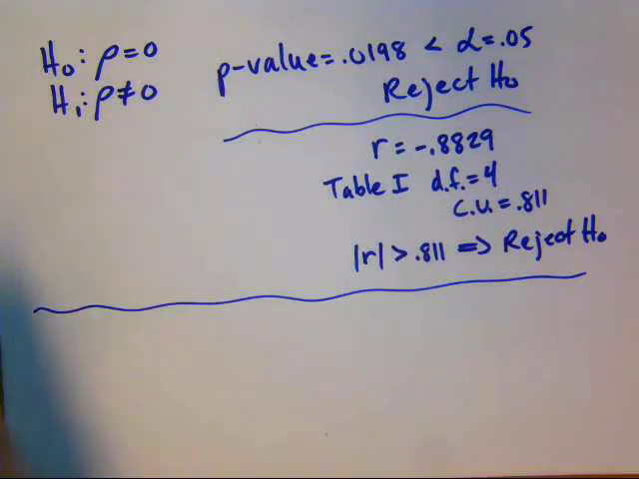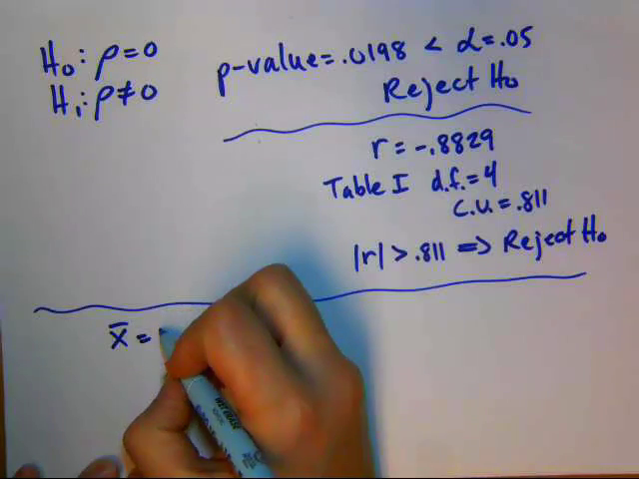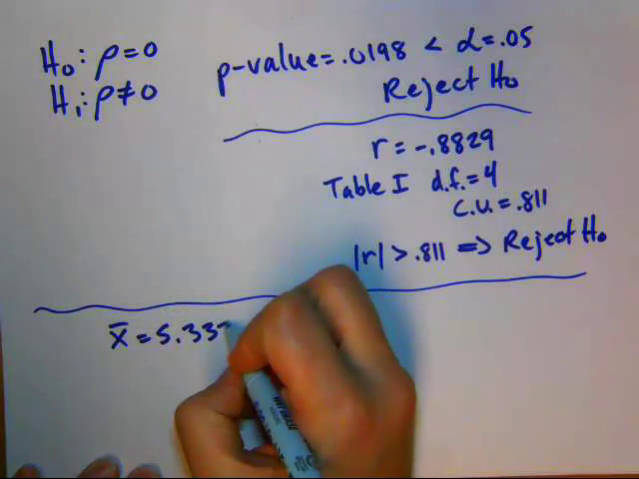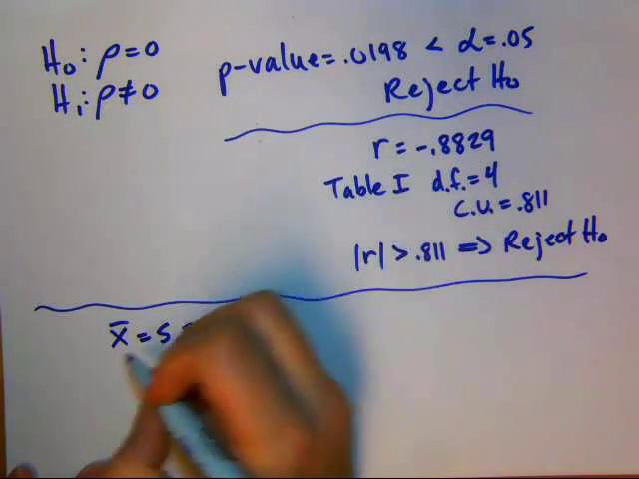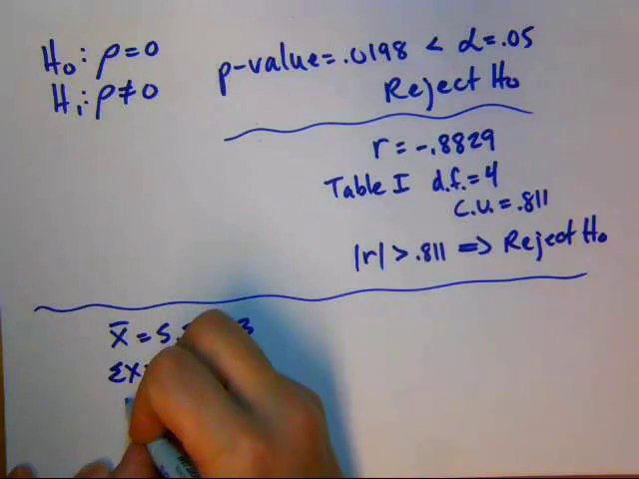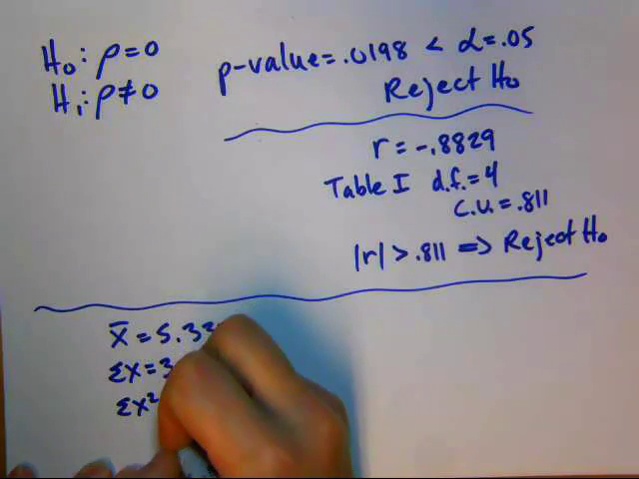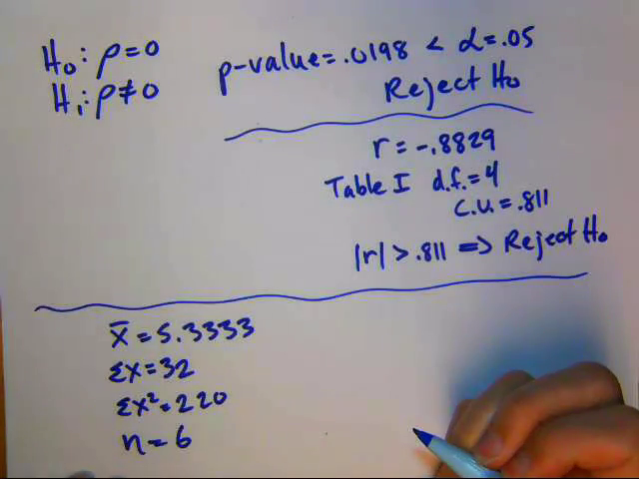So if I write each one of those values down, I have my x bar equal to 5.3333. I'm going to go out at least 4 decimal places so that rounding isn't too much by the end. The sum of the x's is equal to 32. The sum of x squared is equal to 220. And my n is equal to 6.